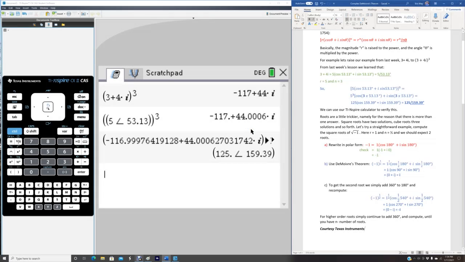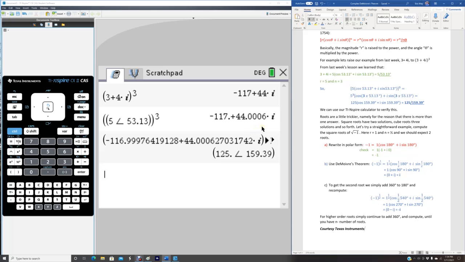Now on to roots. Roots are a little bit trickier, namely for the reason that there is more than one answer. Square roots have 2 solutions, cube roots 3 solutions, and so forth. Let's try a straightforward example and compute the square roots of -1. Here r, the modulus, equals 1, and n, since we're taking the square root, is the 1/2 power, and we should expect 2 roots. So first we rewrite -1 in polar form.